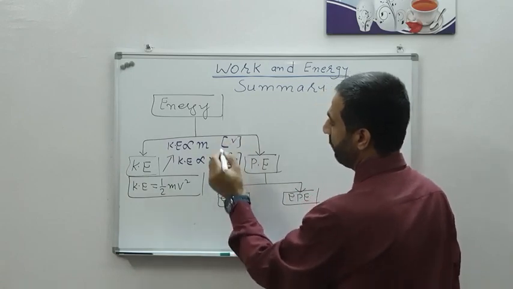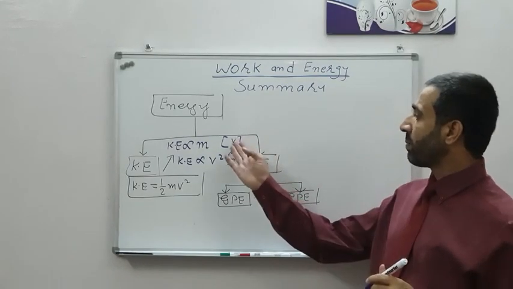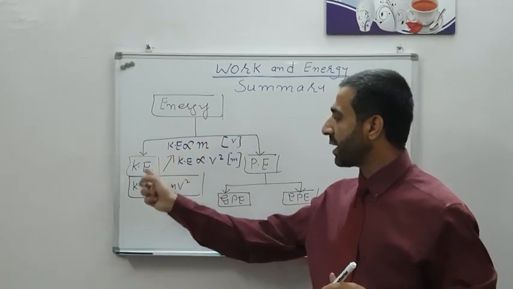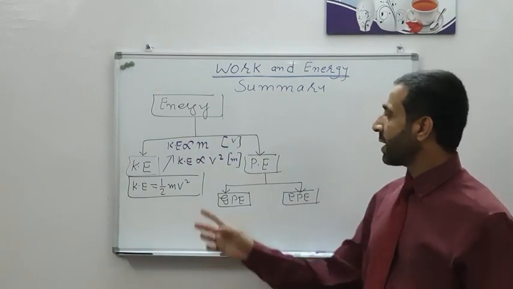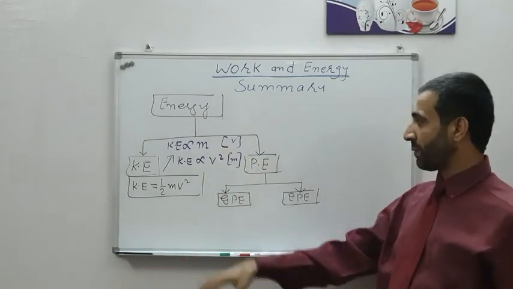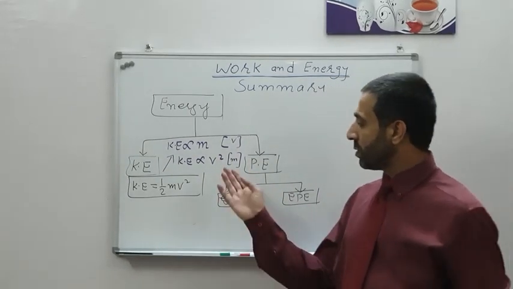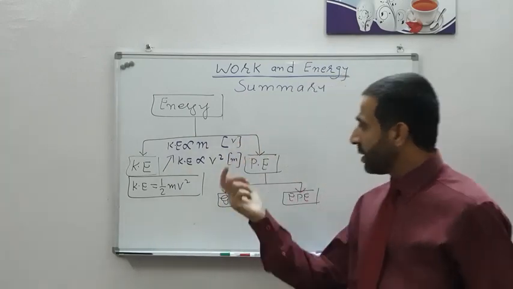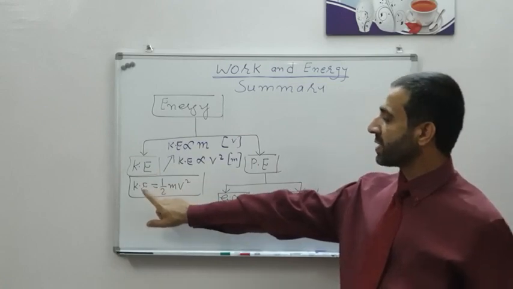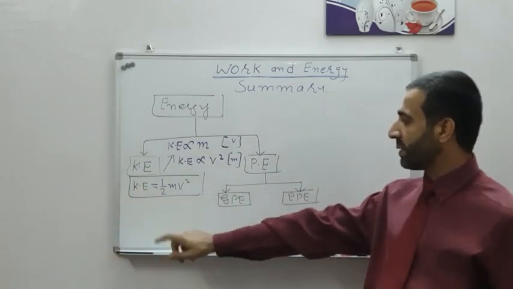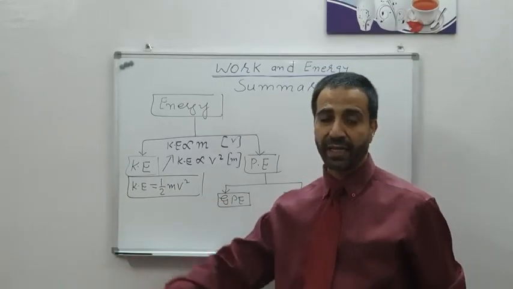For example, if we want to study the effect, then keeping velocity constant, kinetic energy is directly proportional to mass. Keeping the mass constant, kinetic energy is directly proportional to the square of the velocity, right? So this is how you see it: if you double the speed, kinetic energy will increase 4 times. If you increase the velocity 3 times, kinetic energy will increase 9 times.